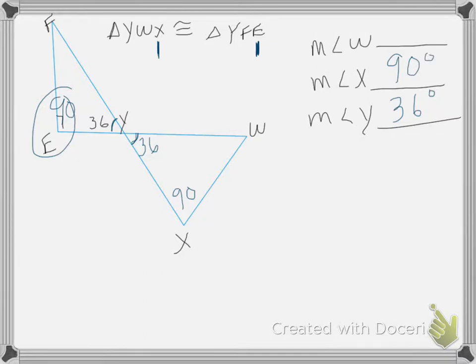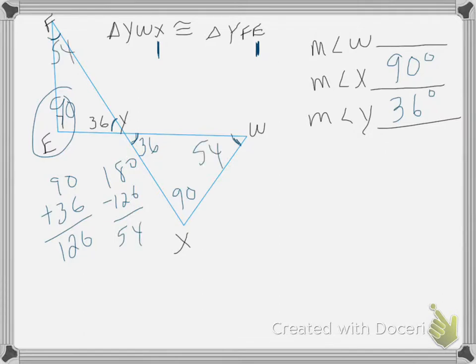I gotta tell my students not drawn to scale. Okay, now you need to try to find F. That way you can find W. So just 90 plus 36. Subtract that from 180, that's 126. Yeah, 54. That's 54, that's 54, that's 54.